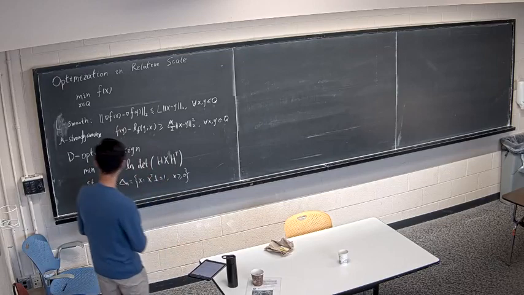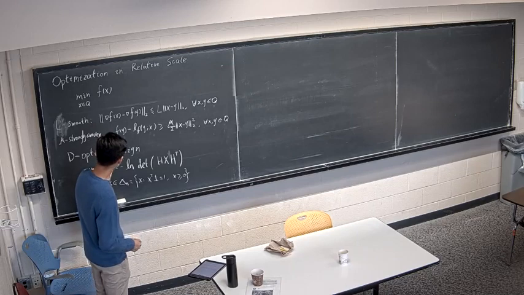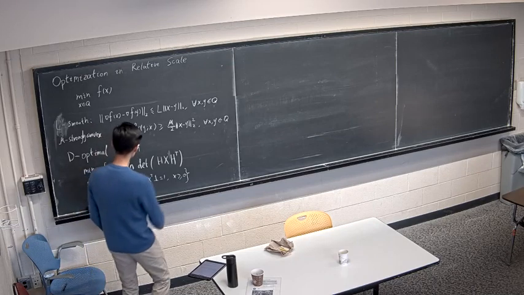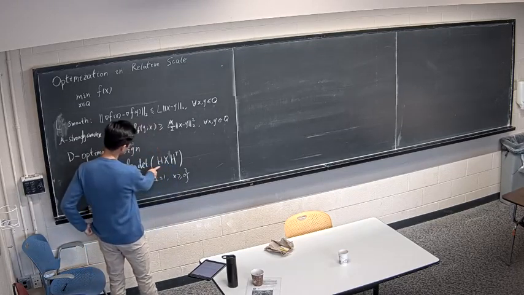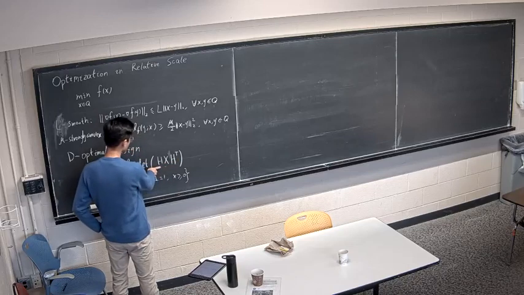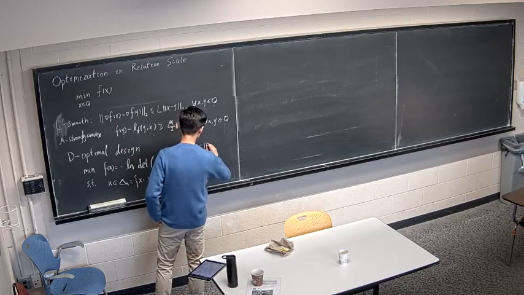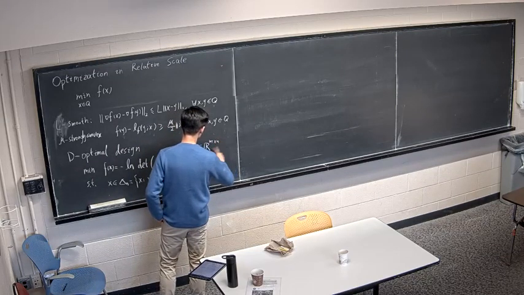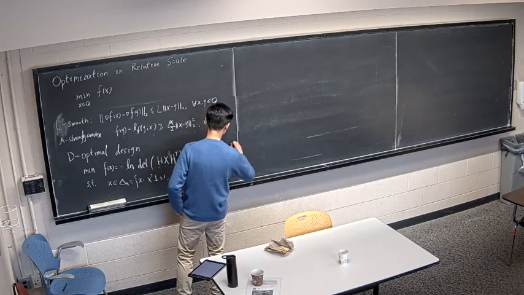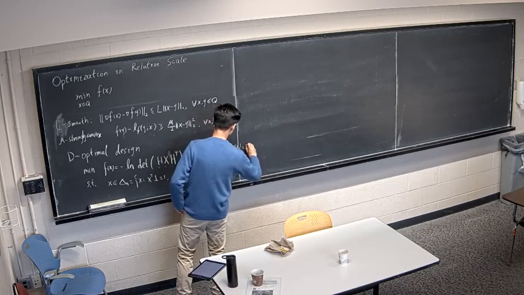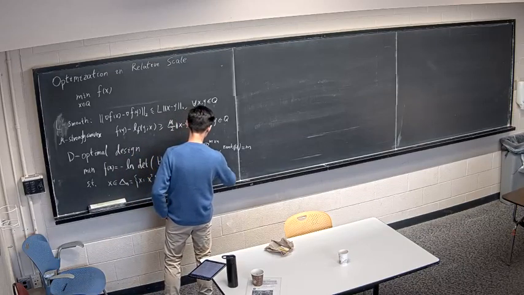In the optimal design, we want to minimize the function f of x. Here, x is still a vector in R^n. We want to minimize f of x, and this f of x is the negative log determinant of a matrix. This matrix is H times capital X times H transpose. H is some given data. It's a matrix. So here, H is in R^(m by n), and the rank is m. And we assume n is at least m plus 1.